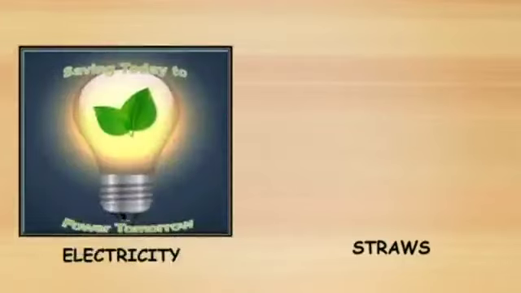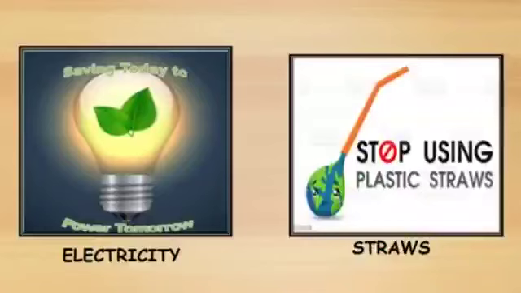In the next example, it's about reducing and saving power, that is electricity. Always switch off your lights when not in use, and you have to save our electricity. The next example is about stop using plastic straws. Always use metal straws, so it is reusable. So stop using plastic straws.